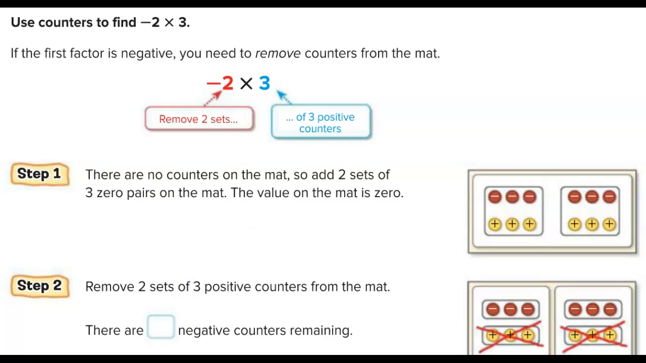Times 3. So this time it says take away 2 groups of positive 3. Do we have anything to take away? So we're going to have to do what? Add 0 pairs. Michaela, how many 0 pairs do you want to add? 2.